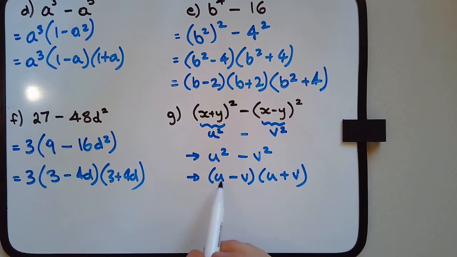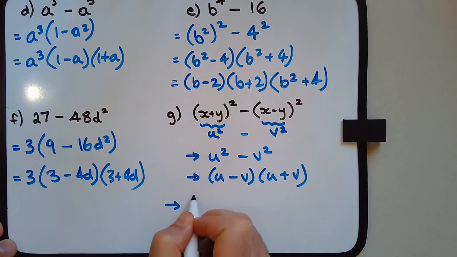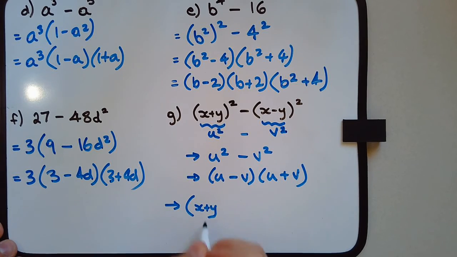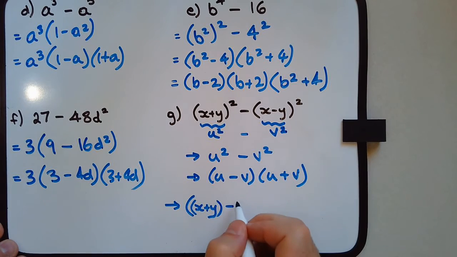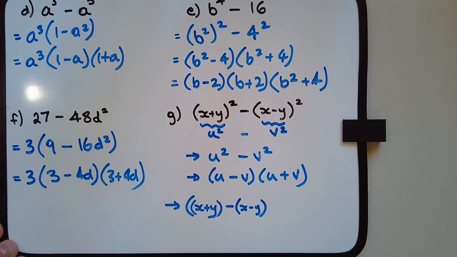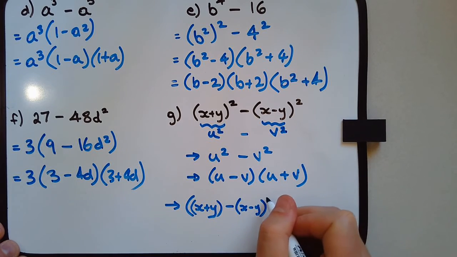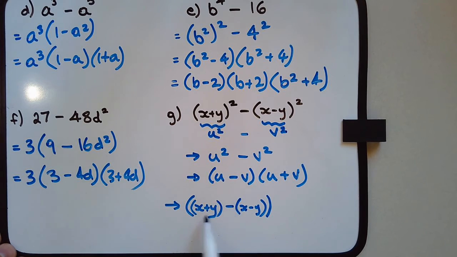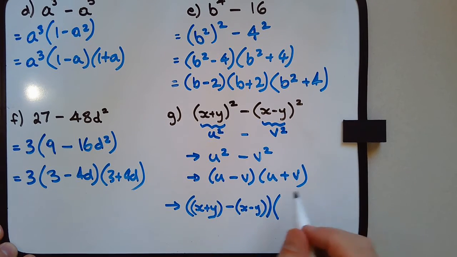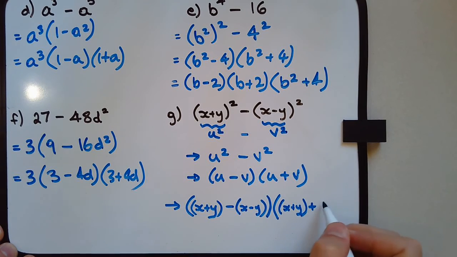Now we can reveal what u is in fact concealing, which is x plus y. I might just need a little bit of space here. So u is x plus y, and I'll put this in brackets again, minus v. V is concealing x minus y. Then multiplied by, and I'll put that in brackets. So there's your u, there's your v, u plus v. Again u is x plus y, plus v, which is x minus y.